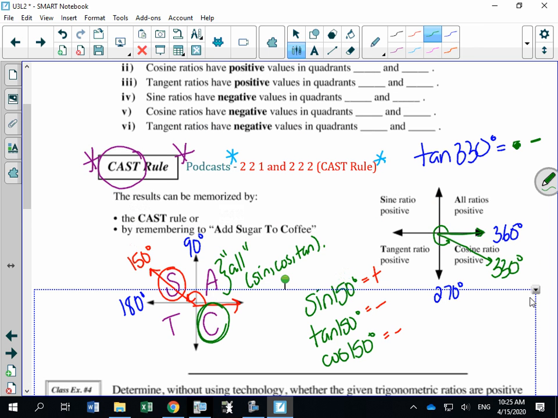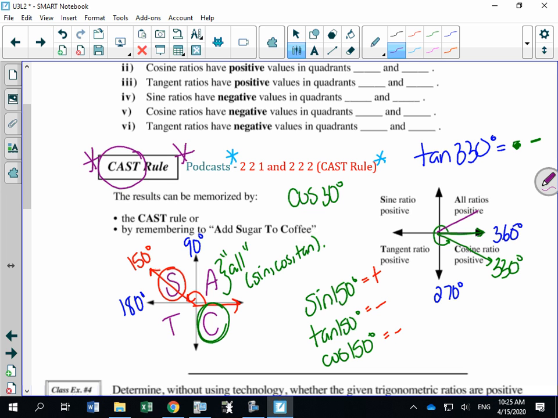What if I said 30 degrees, the cosine of 30 degrees? You'd say, okay, where is 30 degrees? 30 degrees, I'm hoping everybody knows, is in quadrant one. So that would be 30 degrees.